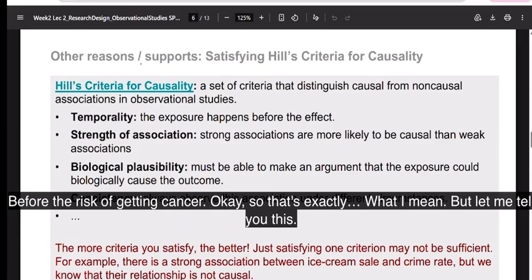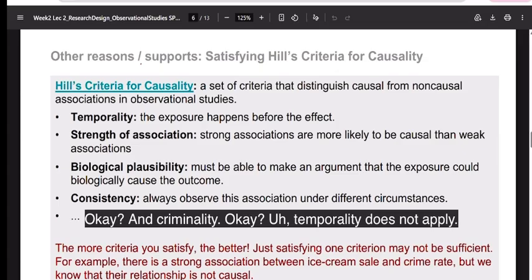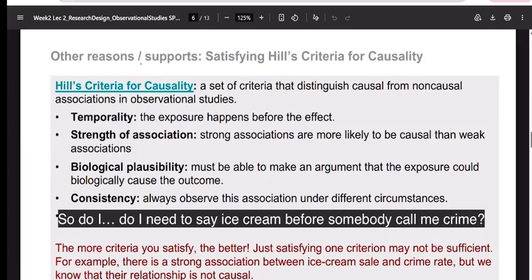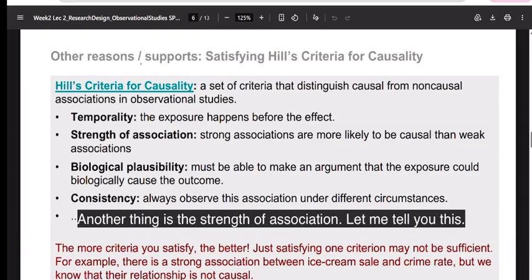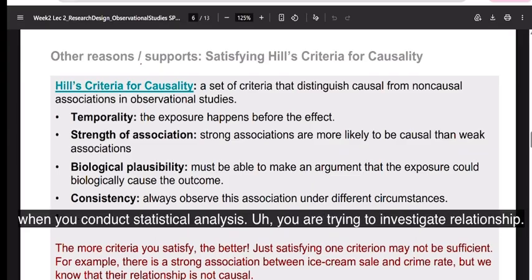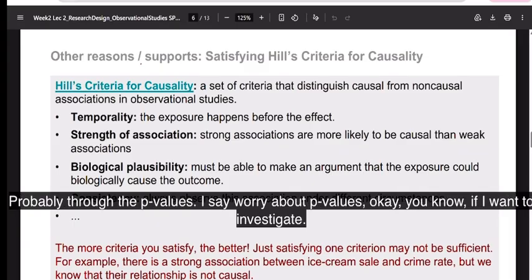But let me tell you this. If you take a look at ice cream sales and criminality, temporality does not apply. Do I need to say ice cream before somebody commits a crime? It doesn't make sense. So in the case of looking into those variables, another thing is the strength of association. When you conduct statistical analysis, you are trying to investigate the relationship between two variables. Now, the strength of the relationship, you can determine that probably through the p-values.